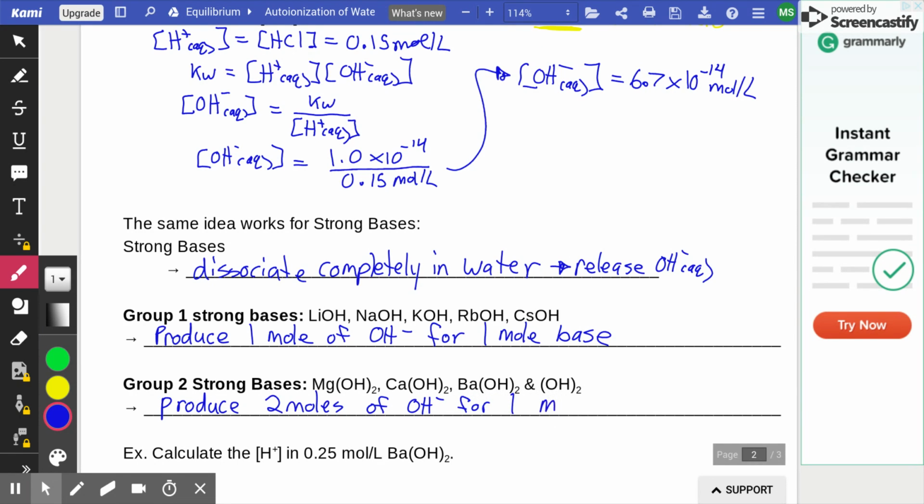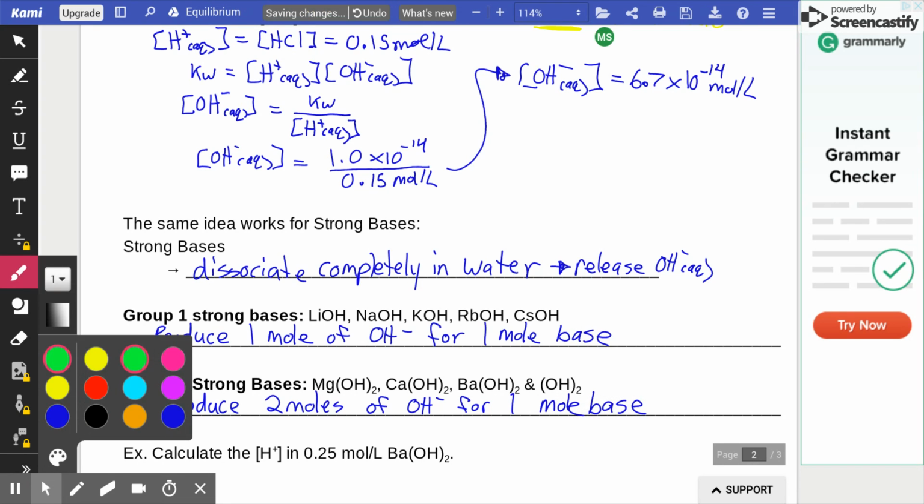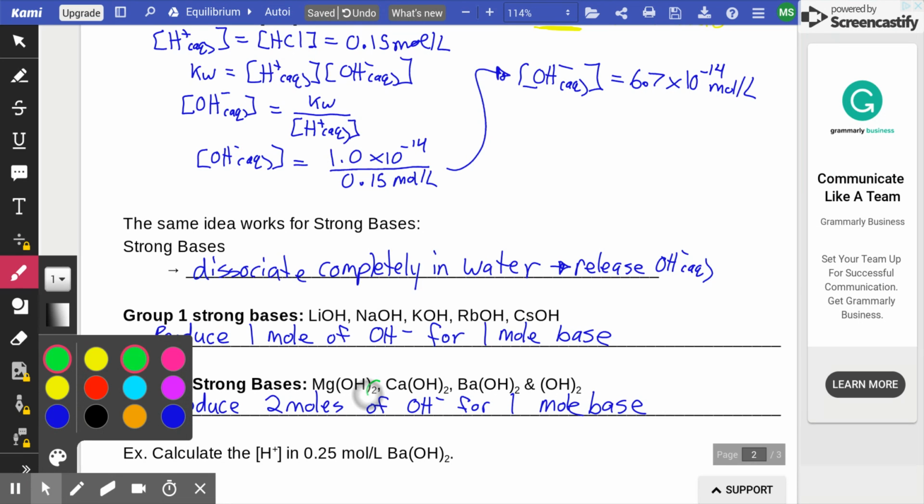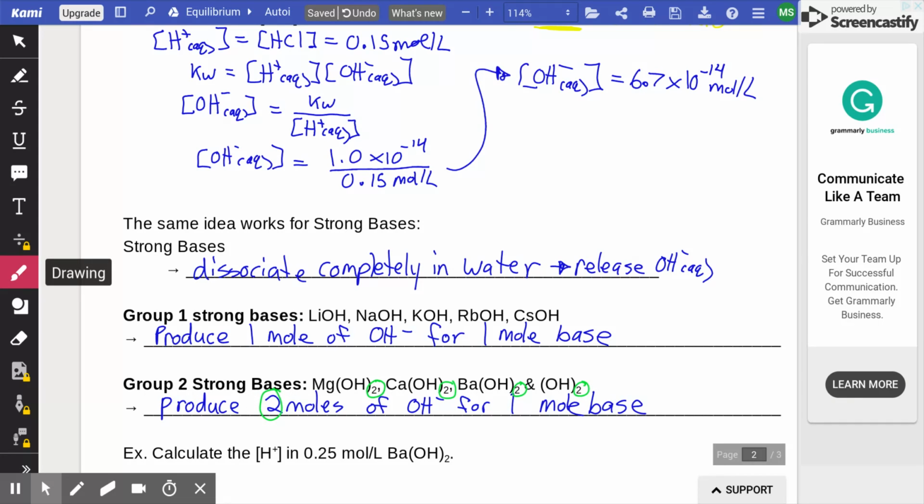For every 1 mole of the base, these ones have 2 hydroxide ions bonded to the metal, and thus when there is 1 mole of base, there are 2 moles of hydroxide ion released.